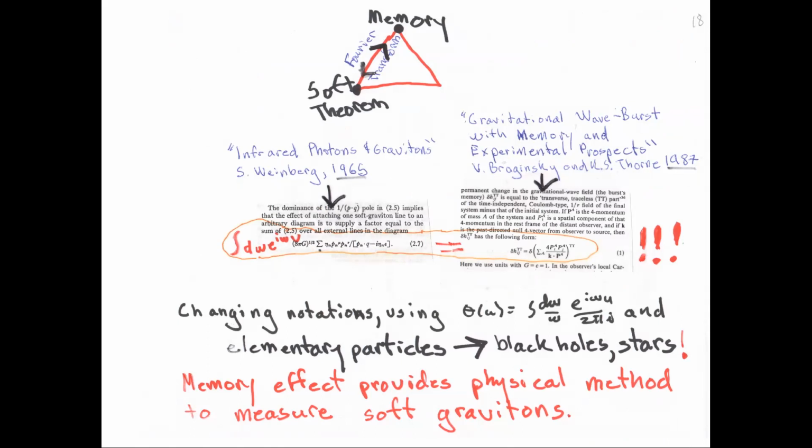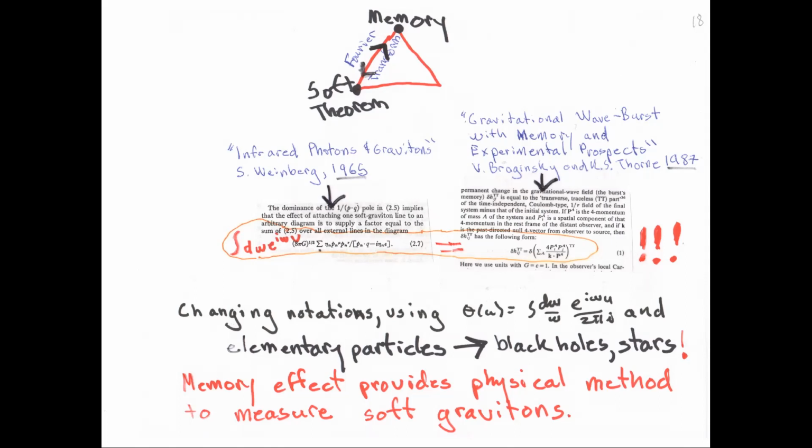Here, this is a formula for the metric perturbation in momentum space. Here, it's a formula for the change in the metric from the far past on the scribe to the far future. So this side is the Fourier transform of this side. And so these two formulas are exactly the same.